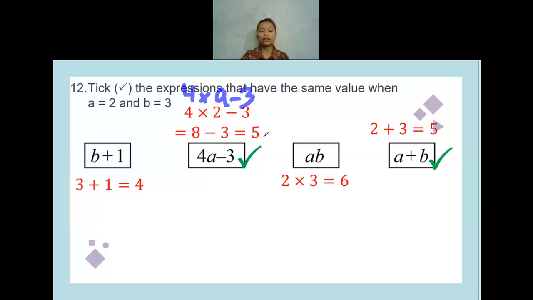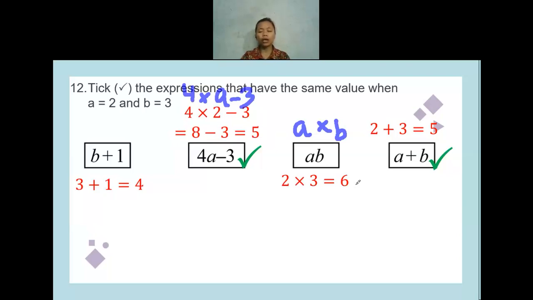For the third box, we have AB. AB means A times B. We will replace the A with 2, the B with 3. So we have 2 times 3 is equal to 6. For the last box, we have A plus B. The A is 2, the B is 3. So it will be 2 plus 3, which is equal to 5.